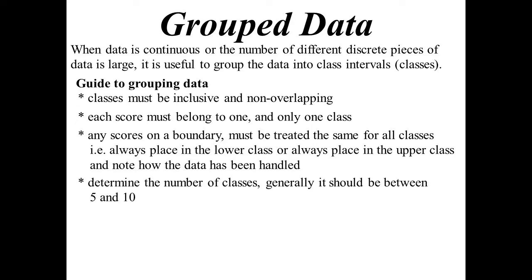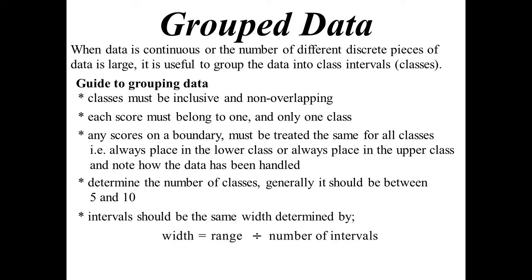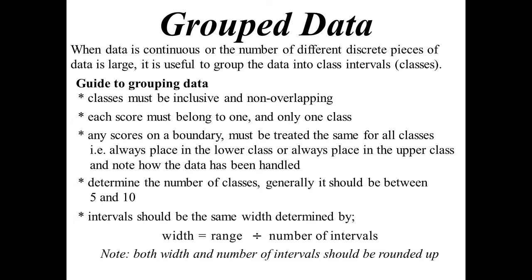Rough idea there: the number of classes is usually about 5 to 10, but that's not a hard and fast rule. That's generally what to keep to. They've got to be the same width. And how do you work it out? Well, it's the range divided by the number of intervals. That tells you what the width is. And always round up if it's not an exact amount.